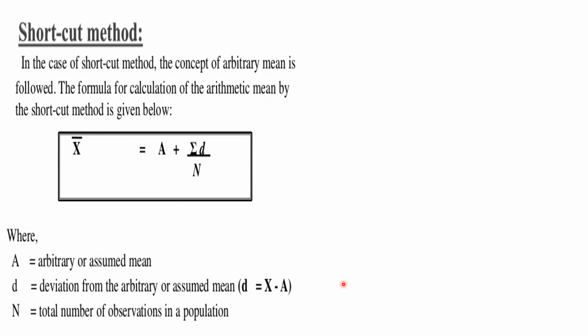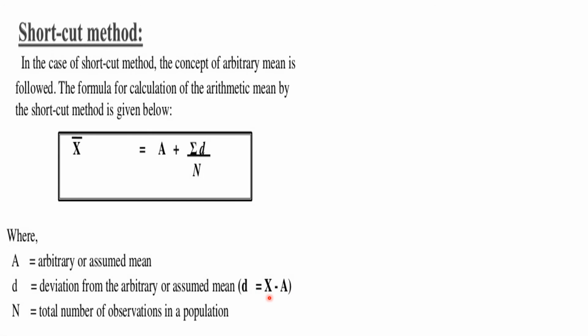Coming to the next method, that is called the shortcut method to calculate arithmetic mean. In the case of the shortcut method, the concept of arbitrary mean, also called assumed mean, is followed. So it is slightly different from the direct method. The formula for calculation of arithmetic mean by shortcut method is given below. The formula is x bar is equal to a plus sigma d upon n, where a is the arbitrary or assumed mean, and d is the deviation from the arbitrary or assumed mean, which is calculated as d is equal to x minus a.